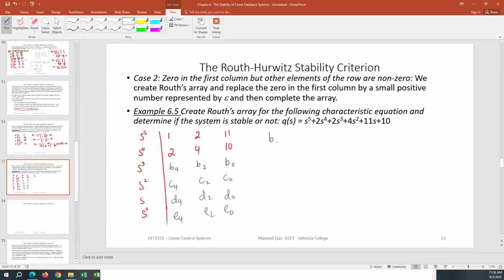So when we calculate B4, that's going to be -1 over 2, times the determinant of 1, 2, and 2, 4, which will give us 4 minus 4. So that's going to give us 0.